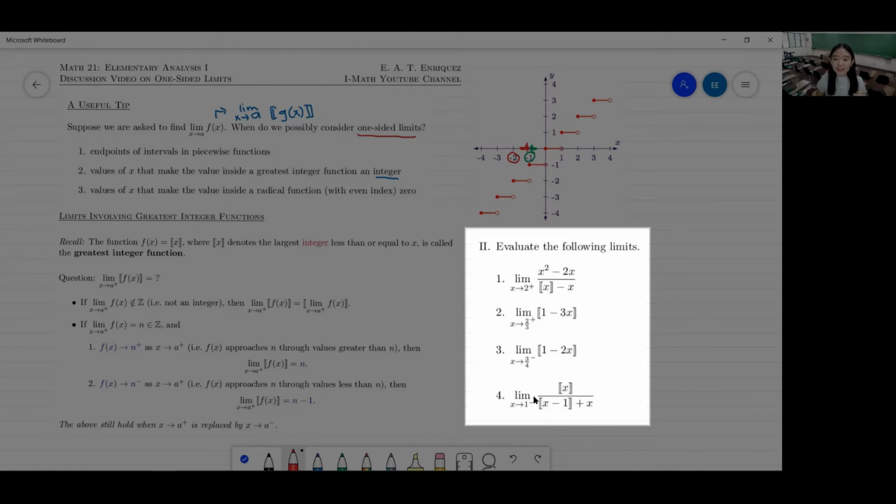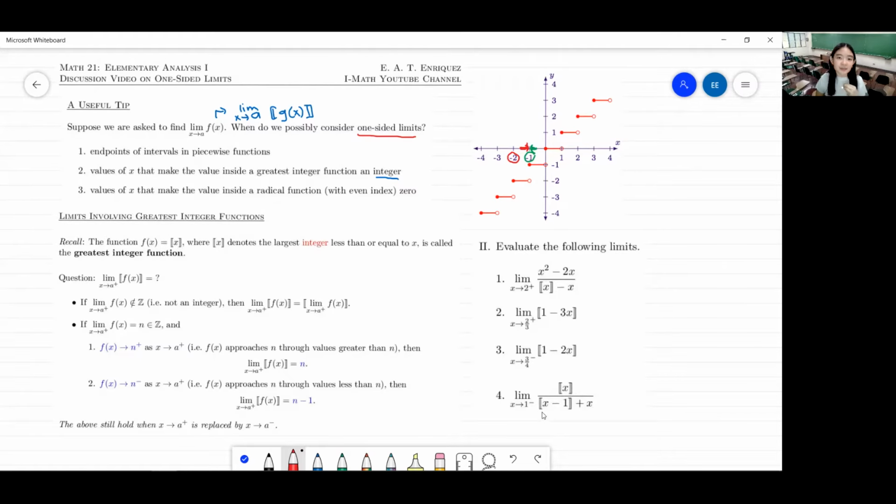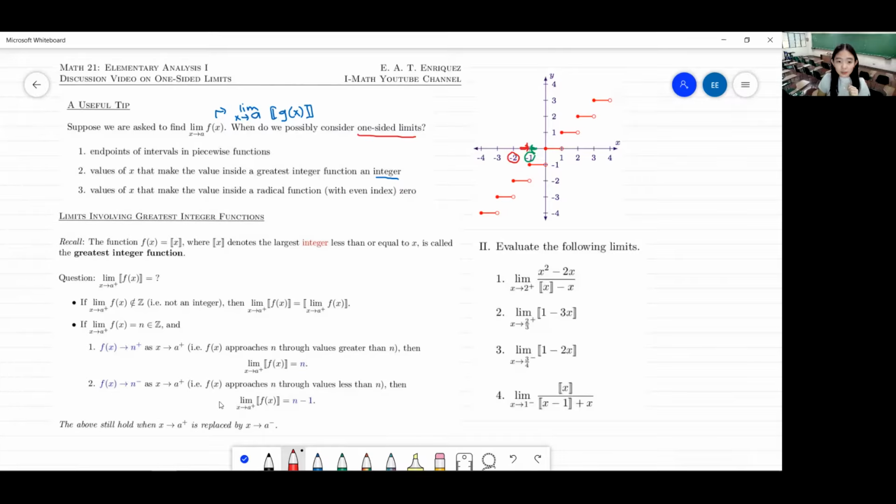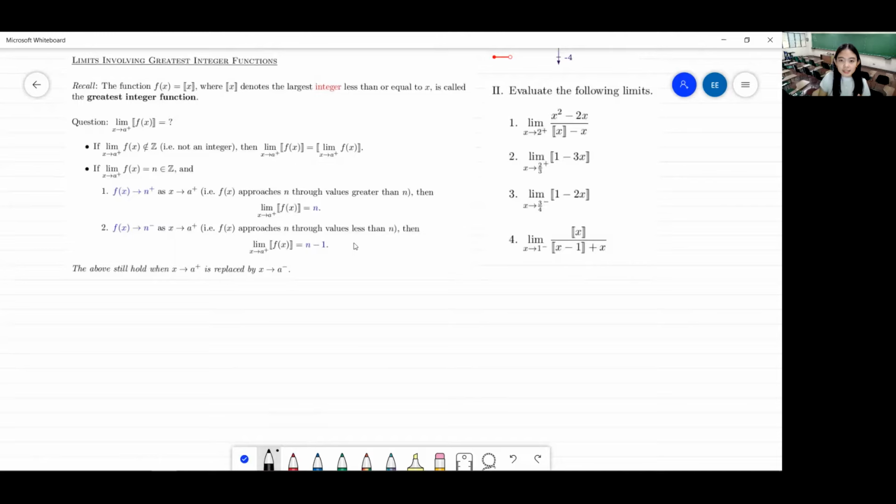If you check our exercises for today, I didn't include two-sided limits anymore. They are all one-sided limits. But it's good to take note of that in case it comes up in your exercises. And here on your left are in fact the tips given to you whenever you have limits involving GIF. I will just recall them again as we go along our exercises. Okay, I will go first with number 1.